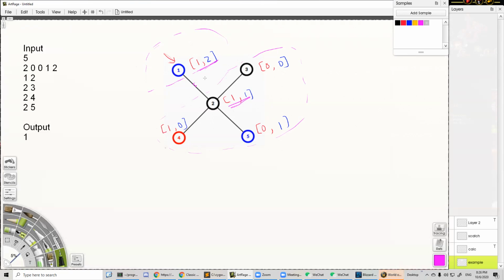And in this case, let's calculate it. So in this case, the total red number is 1, and there is one red node on this side. So there are 0 red nodes on this side. And there is one blue node on this side, and there are 2 blue nodes in total. So on this side, there is 2 minus 1 equals 1 blue node.